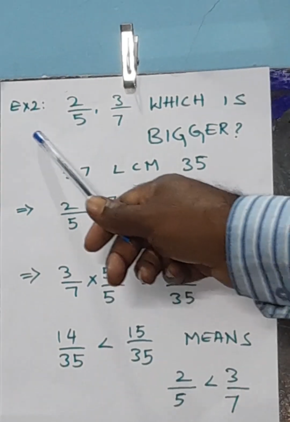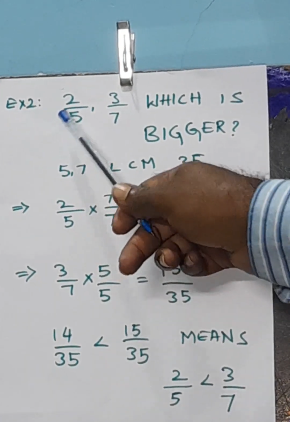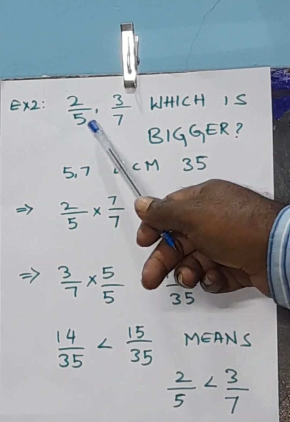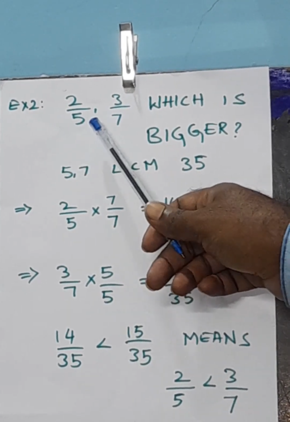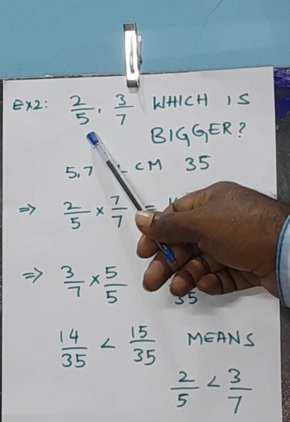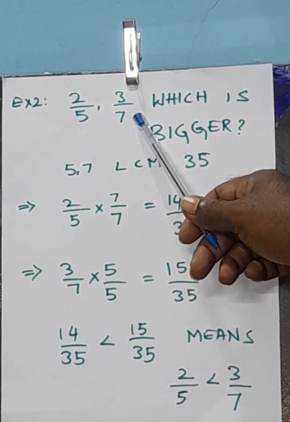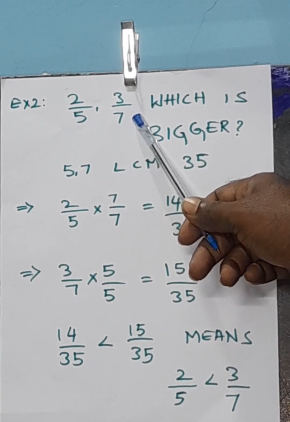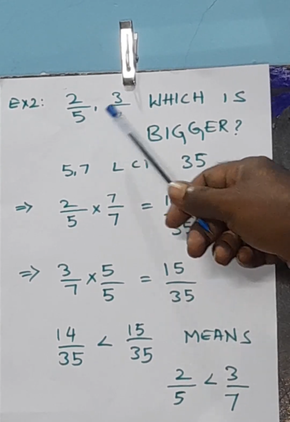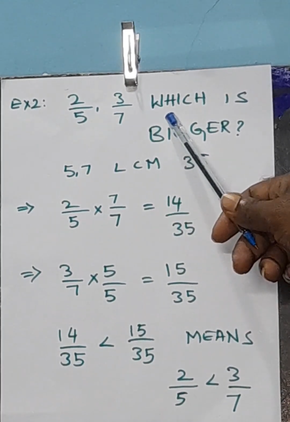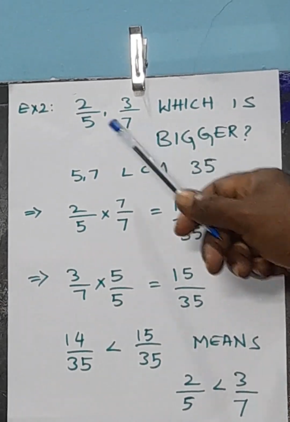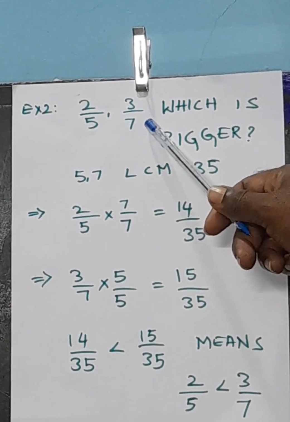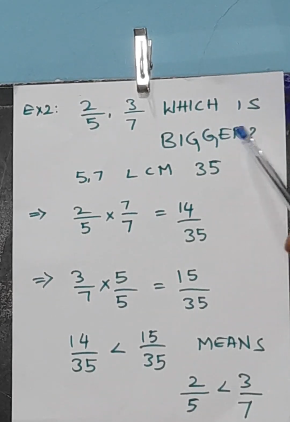So I am taking one more example in unlike fractions. In the previous example I also explained writing unlike fractions in ascending order. Here are the two fractions. These are unlike fractions. So we need to find which one is bigger. Then we can simply write them in ascending or descending order. 2 by 5 and 3 by 7, which is bigger?